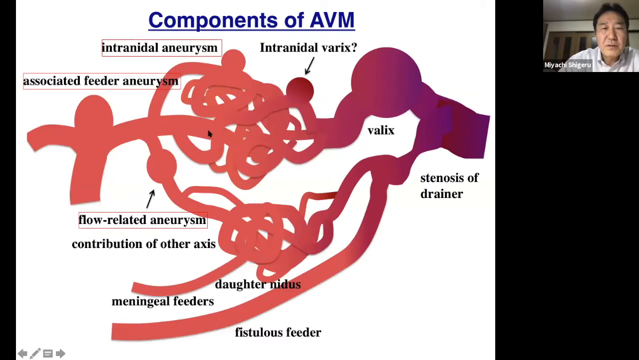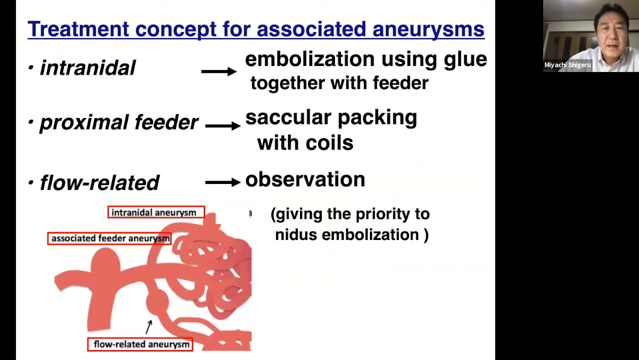This is a scheme of the components of the AVM. The intranodular aneurysm, the nidus or daughter nidus, are all targets of embolization. The associated aneurysms of AVM are classified into three patterns: intranodular aneurysm, proximal feeder aneurysm, and flow-related aneurysm. Intranodular aneurysm is very risky and frequently ruptures, so we must embolize using glue together with the feeder.